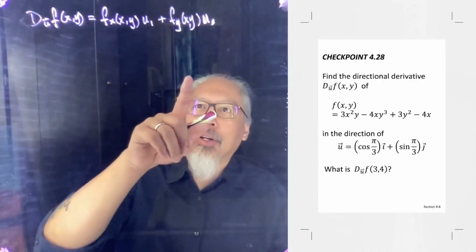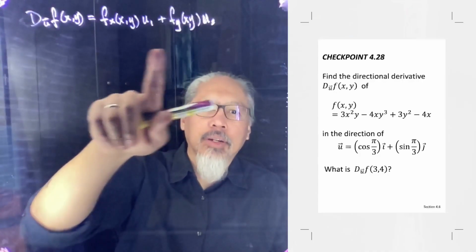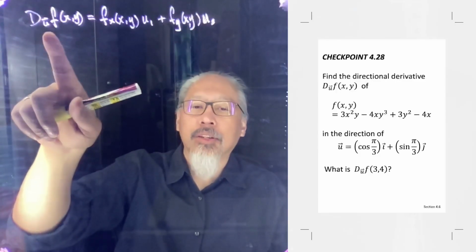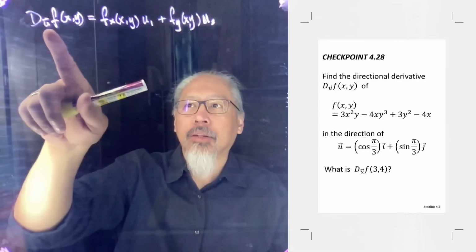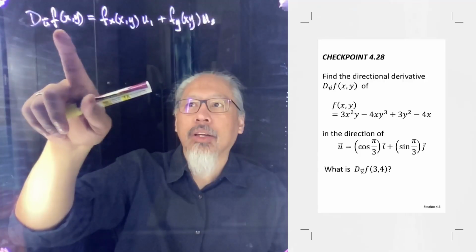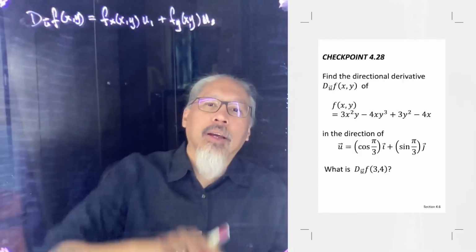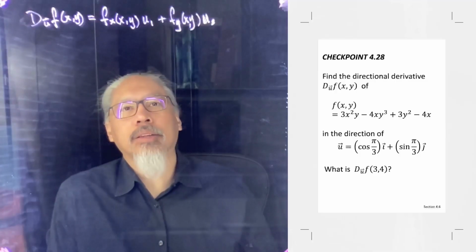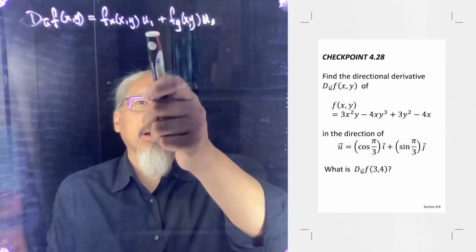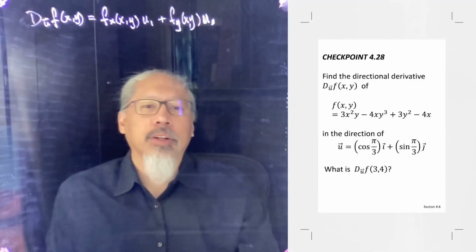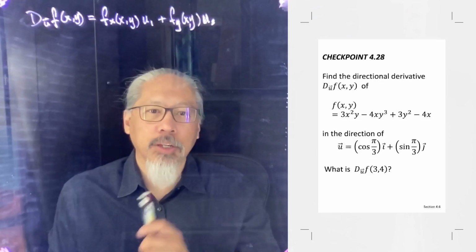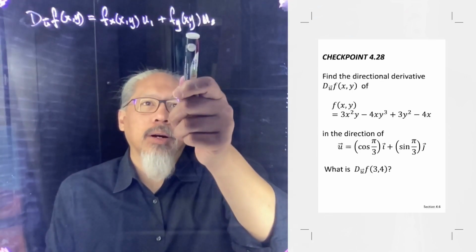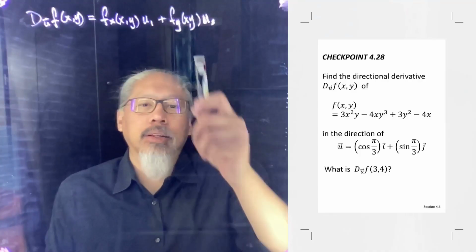In this checkpoint they want us to find a directional derivative, D sub u f, the derivative of f in the direction of u. The formula is given here as the partial of f with respect to x evaluated at (x, y) times u1, which is the first component of the unit vector. It has to be a unit vector, plus f sub y evaluated at (x, y) times u2.